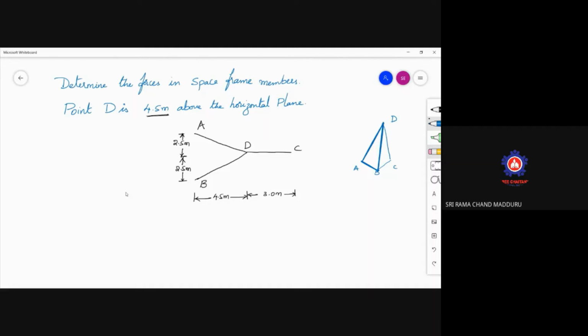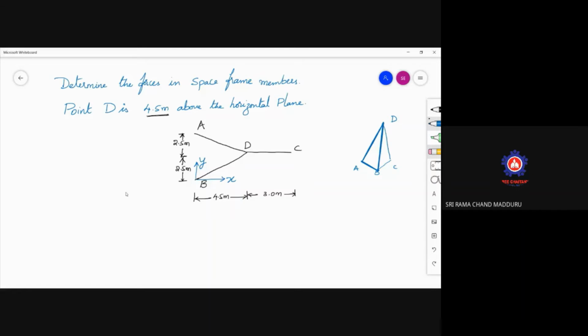What is the first step that is followed as per this method of tension coefficient? First, represent the x, y, and z axis. You can take any point as an origin. Any joint can be considered as an origin. I am just taking this bottom one, joint B, as the origin. And the positive x-axis will be towards the right side. Positive y-axis will be like this.